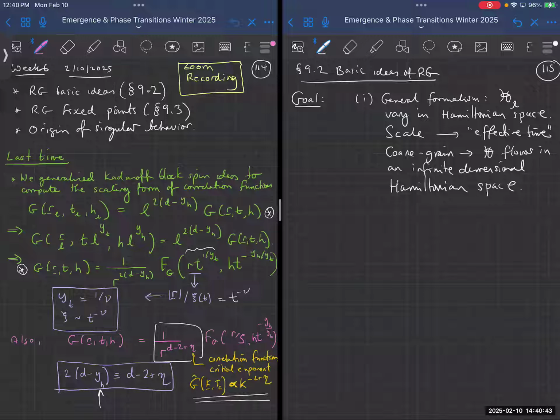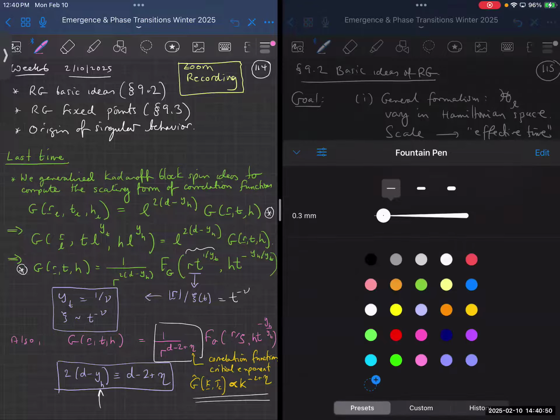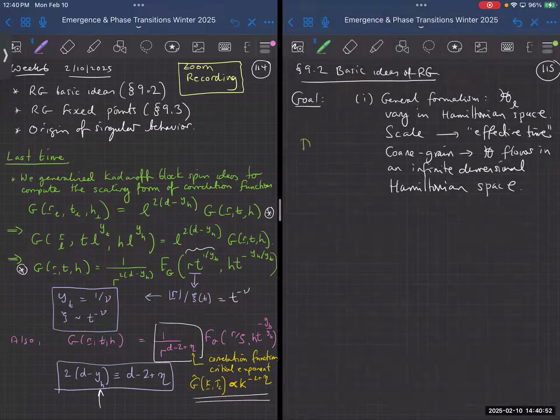So what we're going to be doing is constructing a dynamical systems theory of how Hamiltonians transform in Hamiltonian space. So this is a dynamical systems theory.